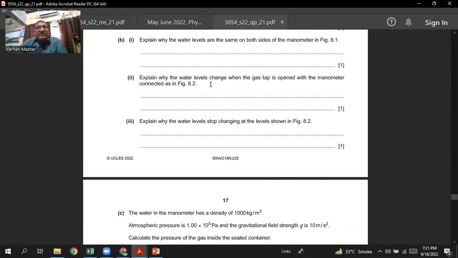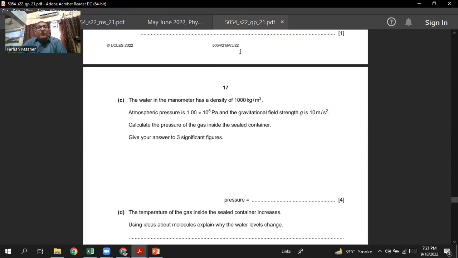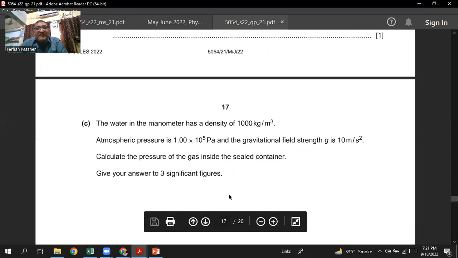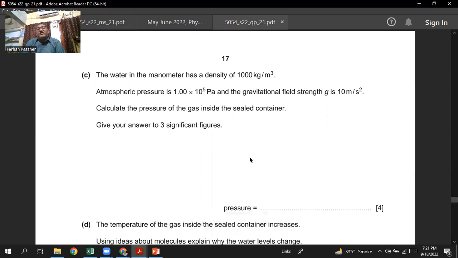Okay, then the question is, the water in the manometer has a density of 1000 kg per meter cube. The atmospheric pressure is 1 expo 5 Pascal, and the gravitational field strength g is 10 meter per second square. Calculate the pressure of the gas inside the sealed container, giving the answer to 3 significant figures.